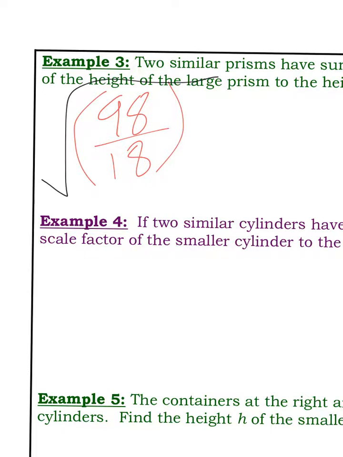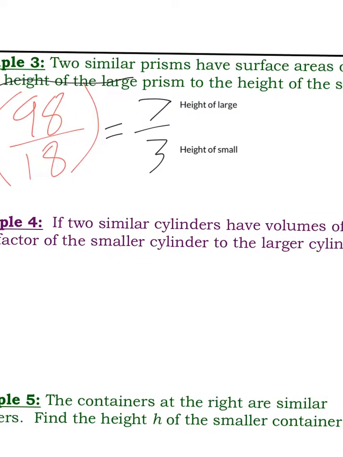You square root it. So the square root of 98 over 18 is 7 over 3. So what we just figured out is that 7 is the height of the large, and 3 is the height of the small prism.